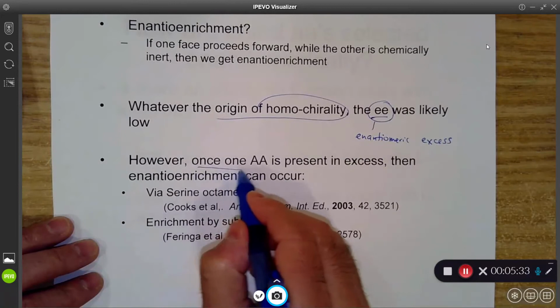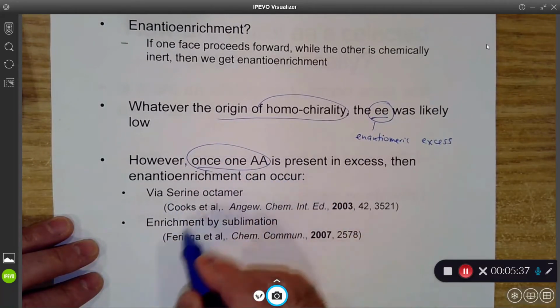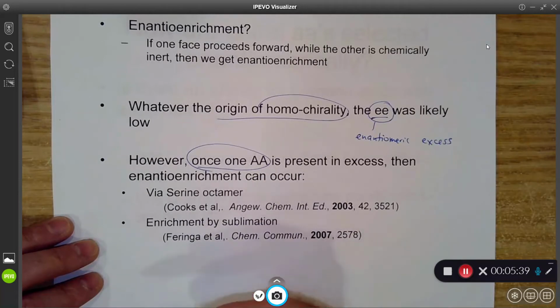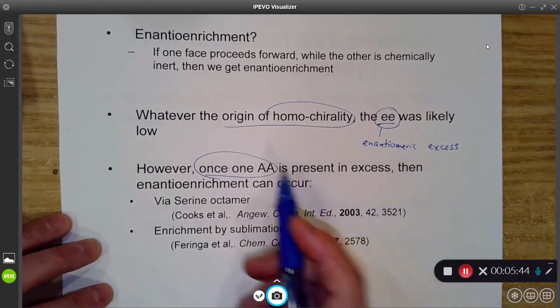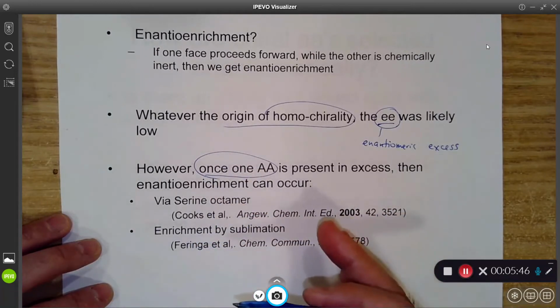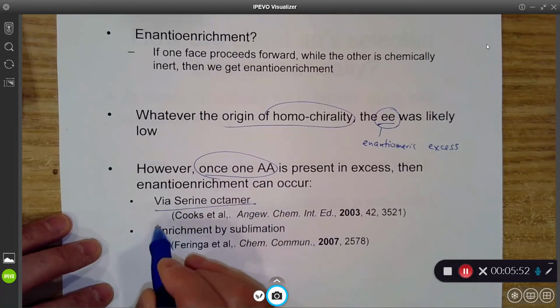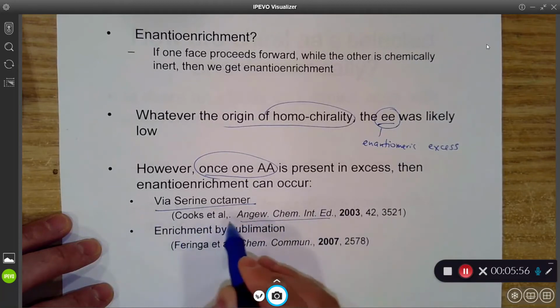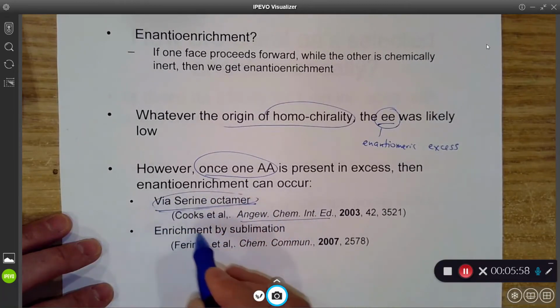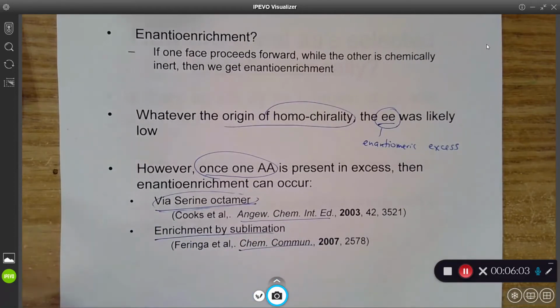However, once you start to build up one type of stereoisomer from an amino acid, more enantio-enrichment can occur. So it's sort of like this self-directed, self-fulfilling prophecy in which you can get more of the enantiomer. There are two experiments I want to talk to you about. One is published in Angewandte Chemie, called the Serine Octamer experiment, and the other is called enrichment by sublimation. That was published in 2007.